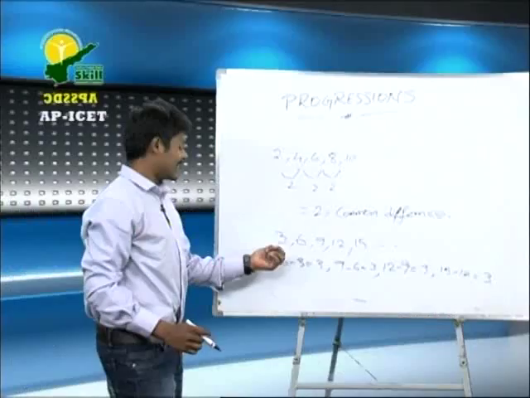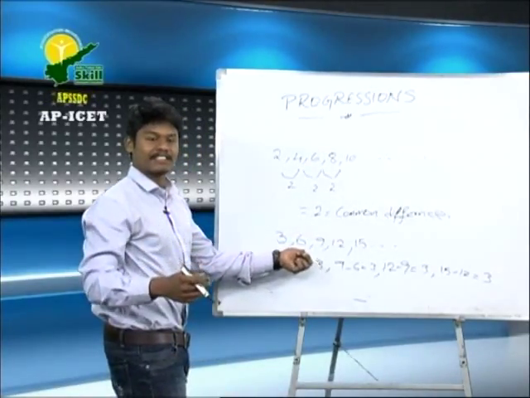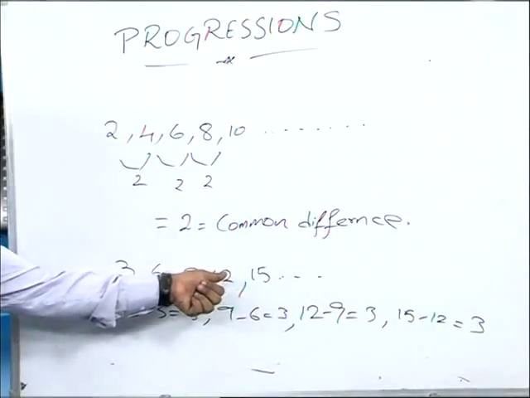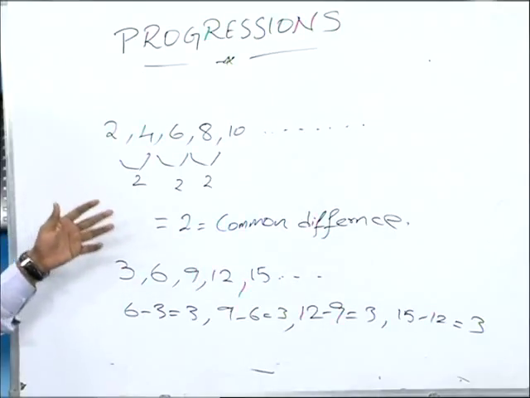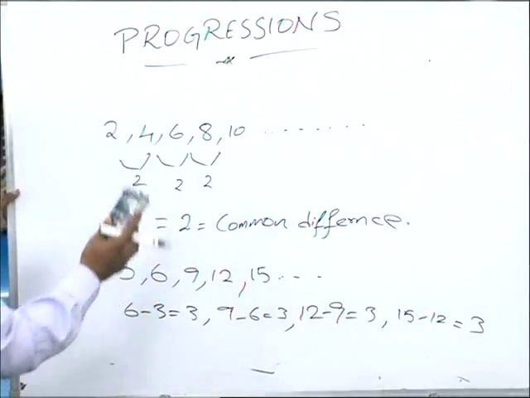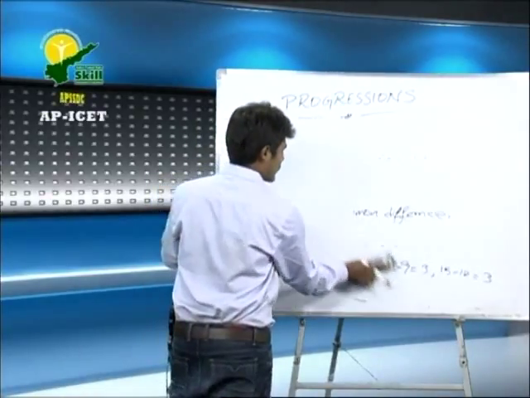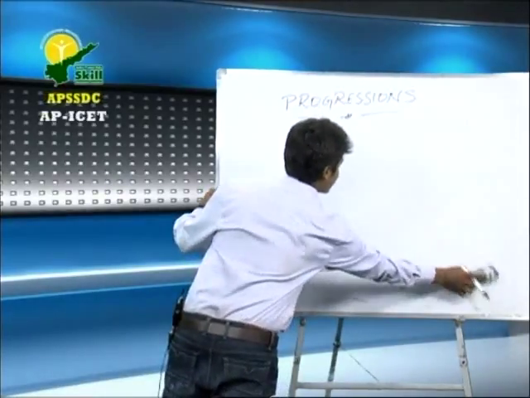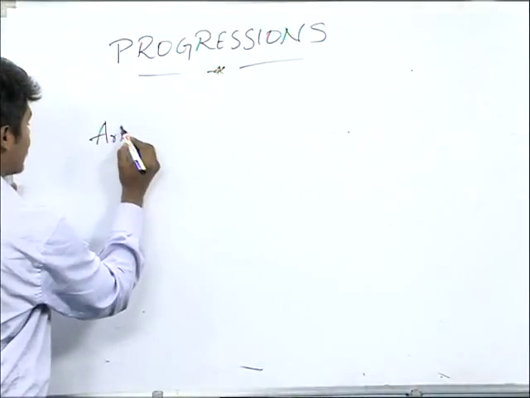See, in the entire terms, if we add 3 to the first term we get the next term, if we add 3 to the next term we get another term, and if we add 3 to that next term we get another next term. So if we add a common value to every term, the next terms are built. On the basis of this AP is constructed. AP means arithmetic progression.